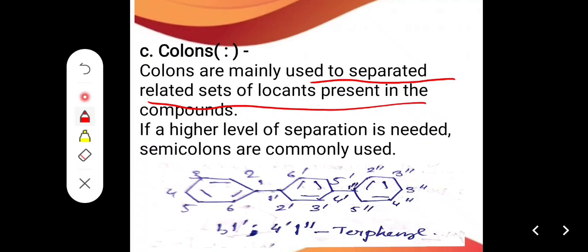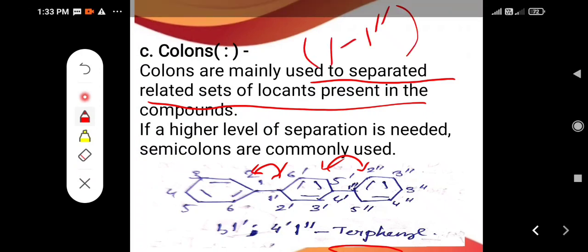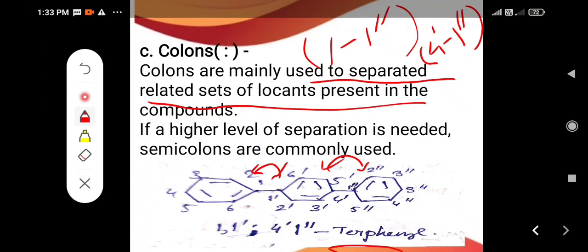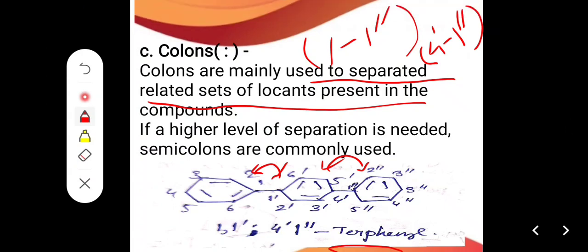As for example, if we consider terphenyl, there must be two linkages. One is 1, 1 prime. The other is 4 prime and 1 double prime. Okay. 1 and 1 prime is related, right? Another, 4 prime and 1 double prime, is related. Okay. So in between them we can write a colon.